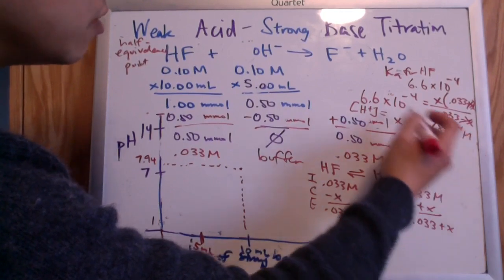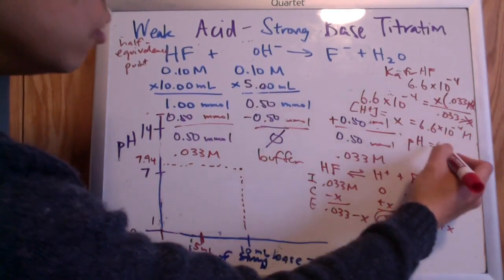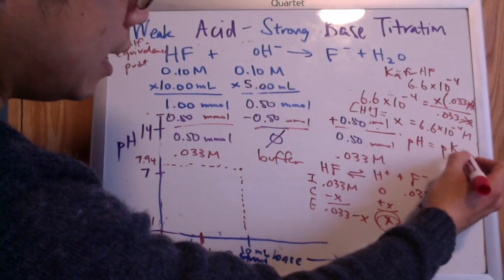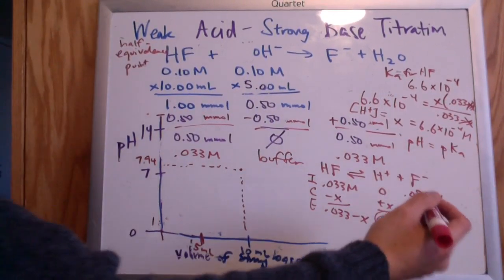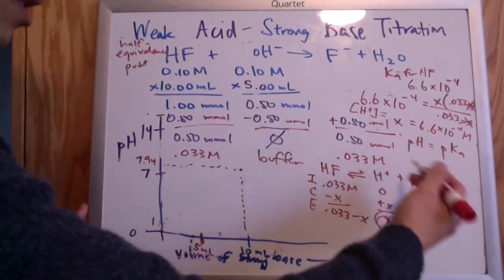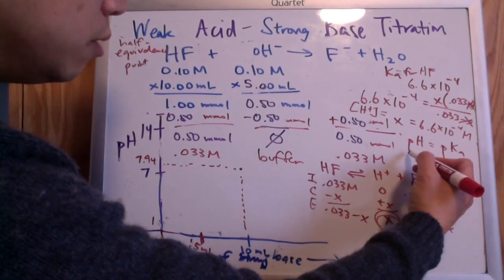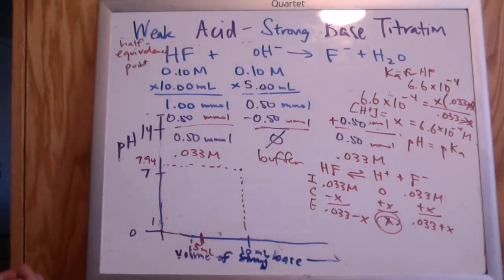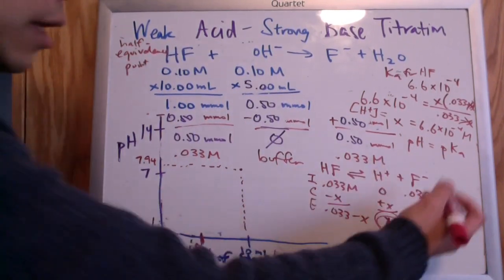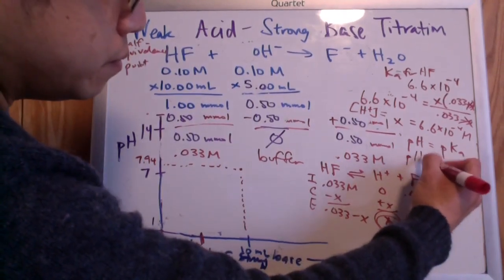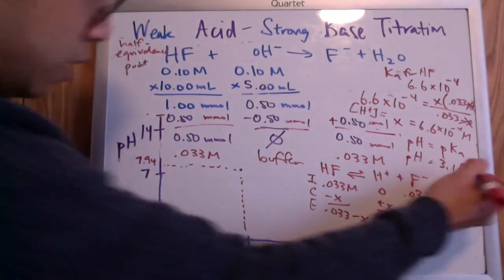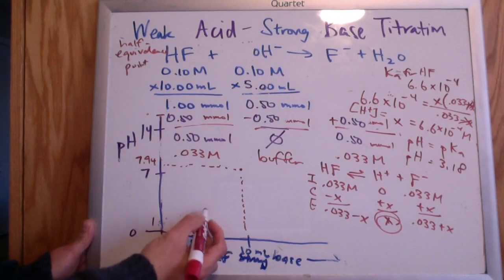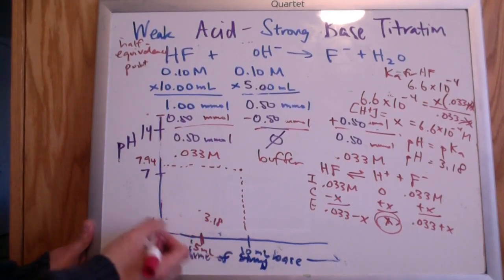And so in this case, this is the Ka, isn't it? So pH equals the pKa at the half equivalence point. And I'll show you using the Henderson-Hasselbalch equation in a moment. So if we negative log 6.6 times 10 to the negative fourth, we get 3.18. And so 3.18 would be the pH at the half equivalence point.